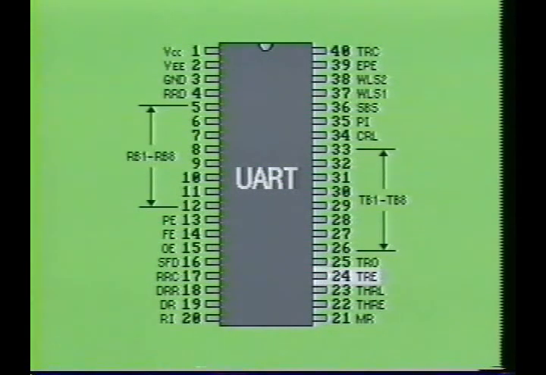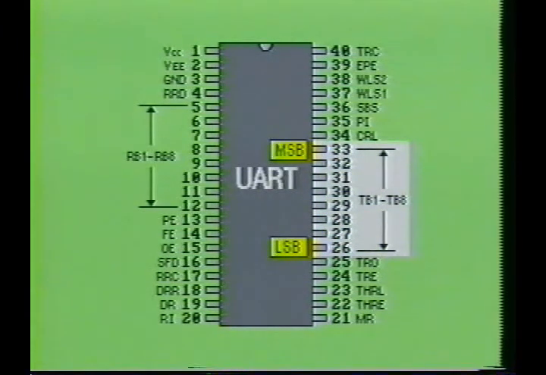Pin 24 is labeled TRE. It is the transmit register empty pin. This pin will remain high until a transmission of data takes place, at which point pin TRE drops low. Pin 25 is labeled TRO. It is the transmitter output for the serial data. All data and control bits are output on this pin. The TRO remains high when no transmission is taking place.